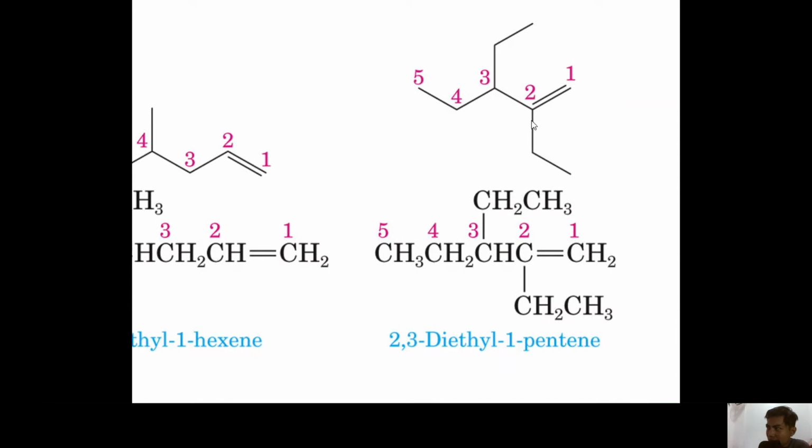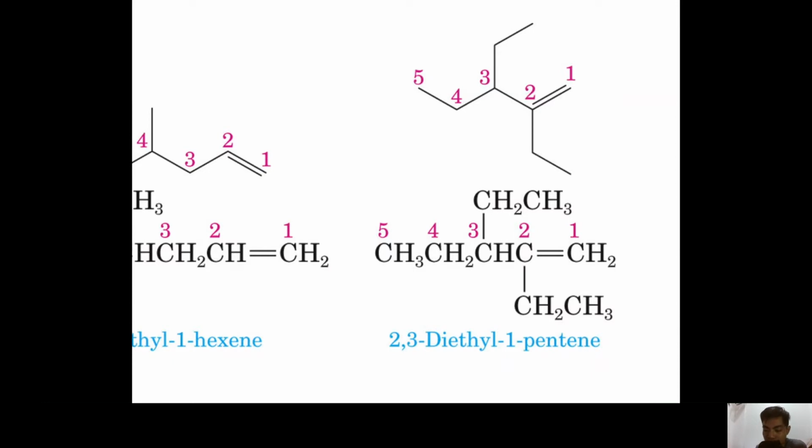On the second carbon, you have your ethyl. On the third carbon, you have your ethyl again. Then you have 5 carbons. So the name is 2,3-diethyl-1-pentene. Sa 2 and 3, may ethyl. Ito yon, pati ayon. And sa first carbon, andun yung double bond. So 2,3-diethyl-1-pentene. Okay?